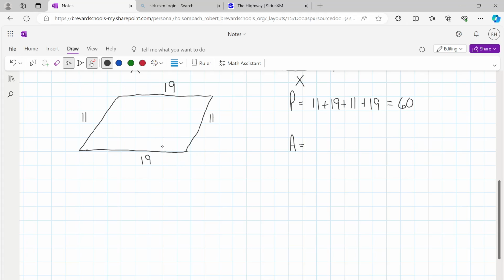Now, to find the area of this parallelogram, this dashed line right here represents your height. And you're given this dimension right here is 5. So we need this height. We're not given any angle measures, so we can't use any special right triangle rules. But we can use the Pythagorean theorem. So we need to find h here. We're going to say that 5 squared plus h squared equals 11 squared. So subtract 5 squared from each side.